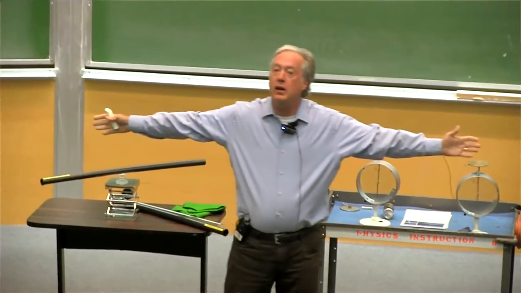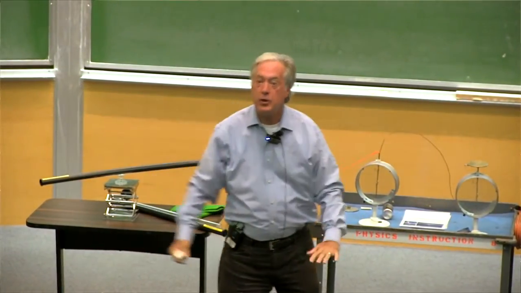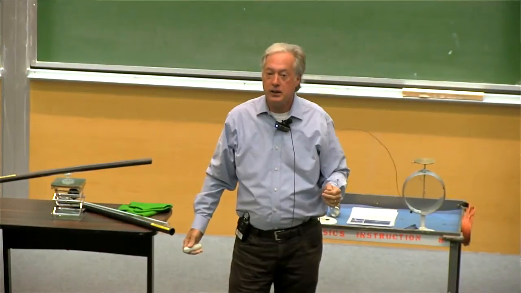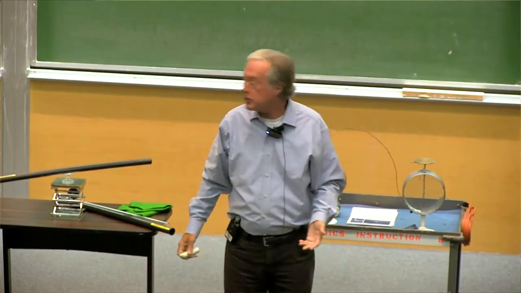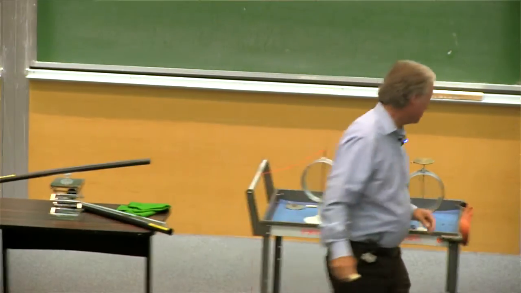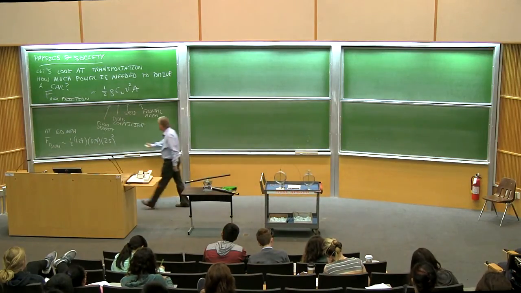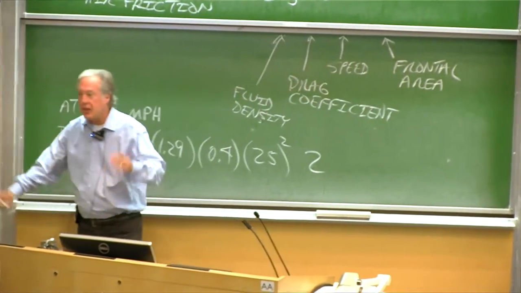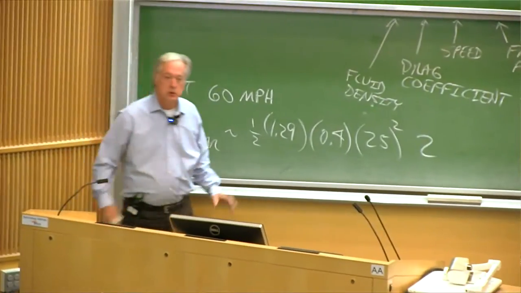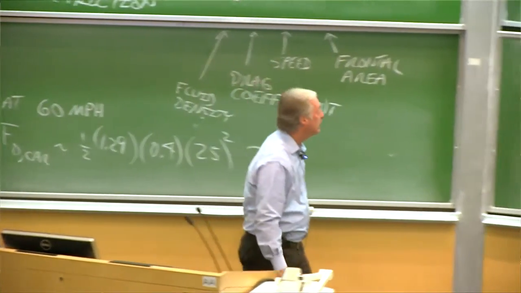Okay, so how wide is a car? About 2 meters. How tall is a car? 1.5 meters, say. 1 meter, somewhere around that range. Okay, so the area is about, say, 2 meters. And it depends on the size of the car, doesn't it? But you're pushing out of the way somewhere 2 to 3 square meters, okay?